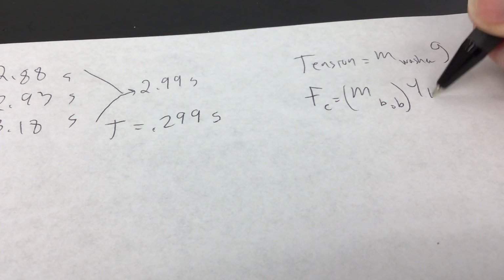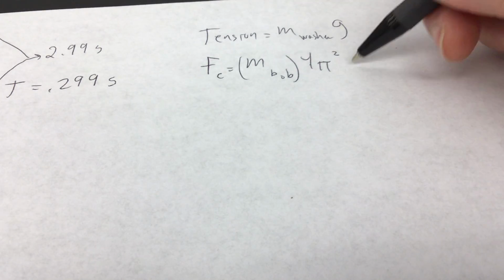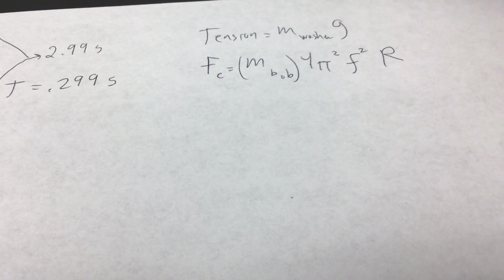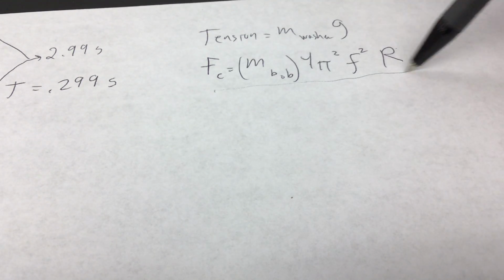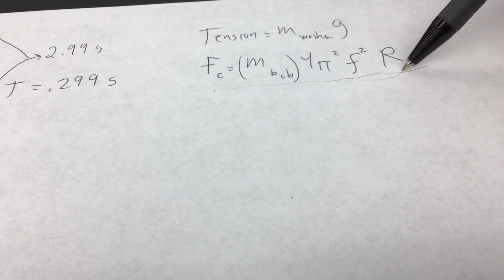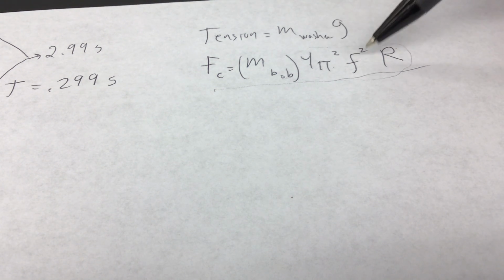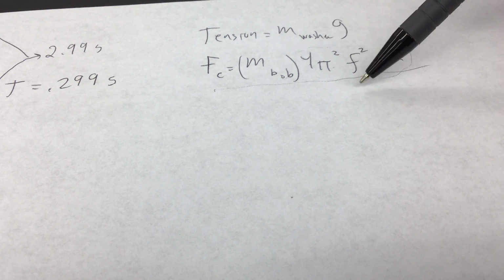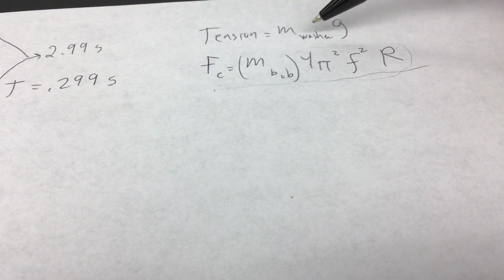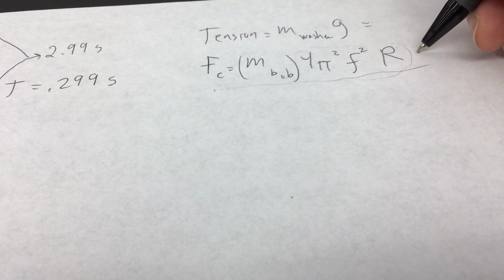And 4 pi squared times the frequency squared times the radius. So that's the value for centripetal force. This is centripetal acceleration. F equals ma. So to find the force, you multiply the mass of the bob times the centripetal acceleration. And again, I put this in the form that has the frequency, not the period in it, so that it's all in one line. I guess you could put the period squared underneath if you want to. And that should be pretty close to what the tension of the string is. I mean, they should ideally be equal to each other.